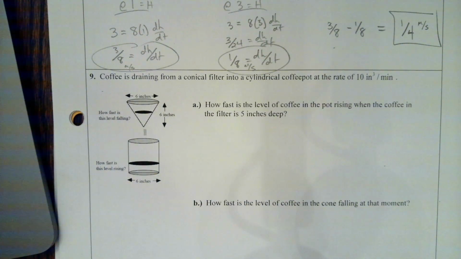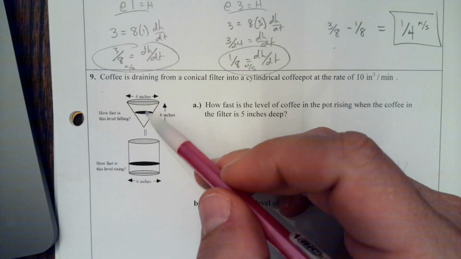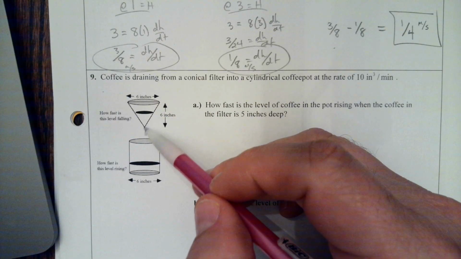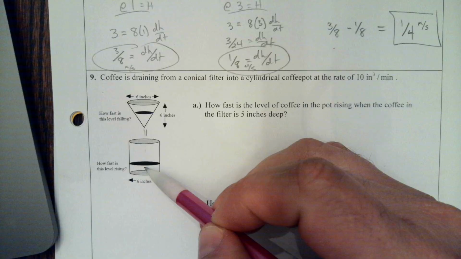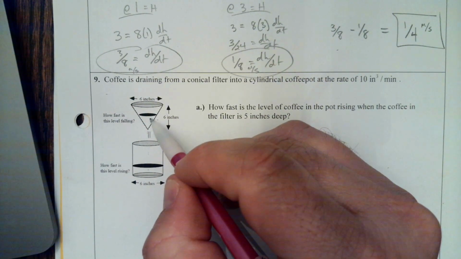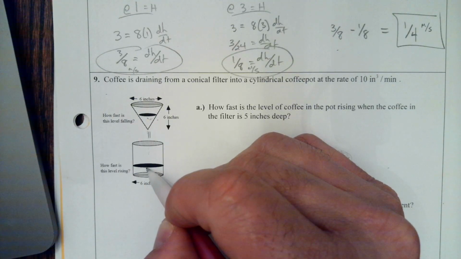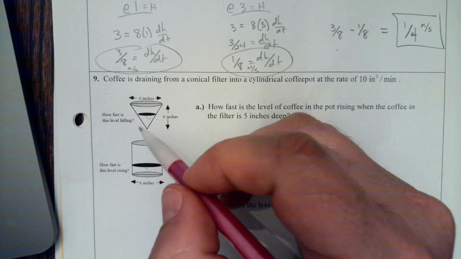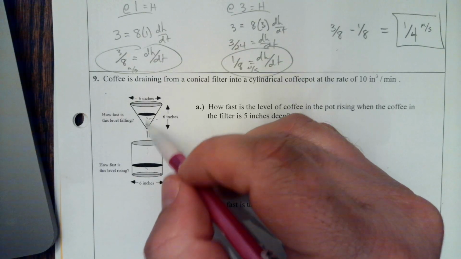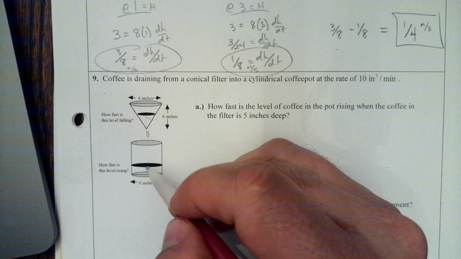All right. In number 9, coffee is coming out the bottom of a leaking cone and dripping into a cylinder. So dV/dt up here is negative, but dV/dt right here is positive. dH, the height of this coffee, is negative, but down here, dH is positive.